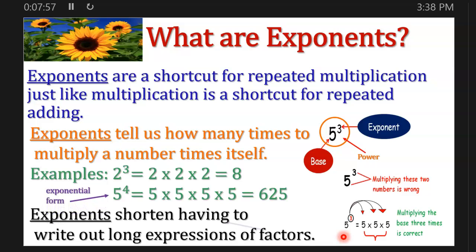Okay, so here's an example of the difference between exponential form and expanded form. Exponential form would be like this, 5 to the fourth power. Exponential form contains exponents. Expanded form is when we expand it out, we actually list the numbers out like we do here. Sometimes they will ask you to write your answer in exponential form, and then sometimes they will ask you to expand it out. So just keep that in mind.